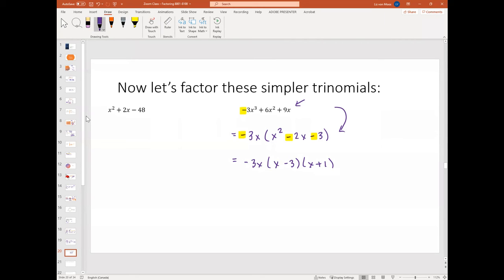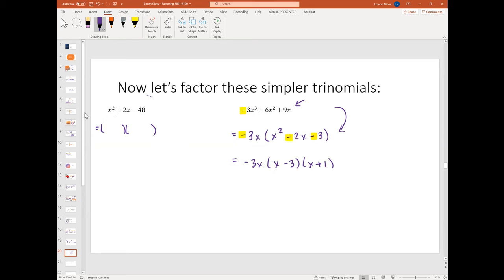I just want to talk about the first one for a moment because sometimes as soon as the numbers get bigger, and 48 is not that big, but if they get bigger, it can be harder for us to come up with the factors. Here we're looking for 2 numbers that when you multiply them, give you 48. So we're looking for factors of 48, but when you add those 2 numbers, they better be +2.